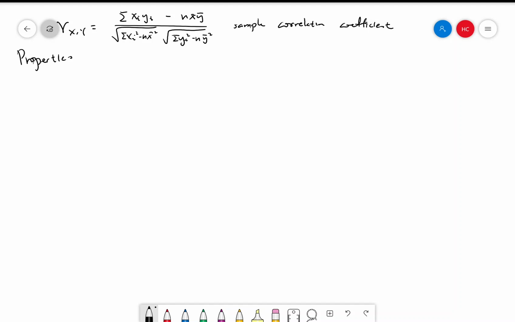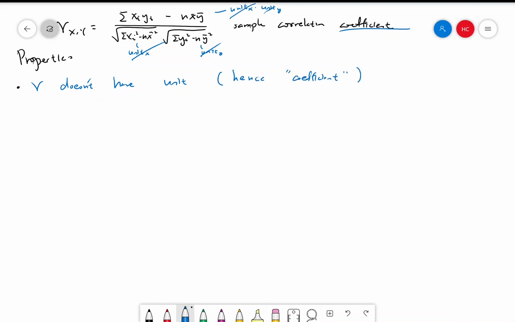Okay, so the first thing is that if you look at the units, the numerator has unit of x times the unit of y. In the denominator, the first term is the unit of x, the second term is the unit of y. Basically, they all cancel each other, so r does not have a unit. Hence, that's where the name coefficient comes from, because it doesn't have a unit. Okay. And the second one is that r is always between 1 and -1.